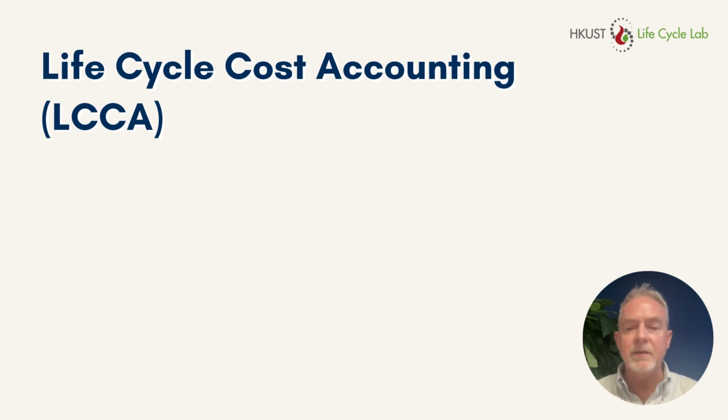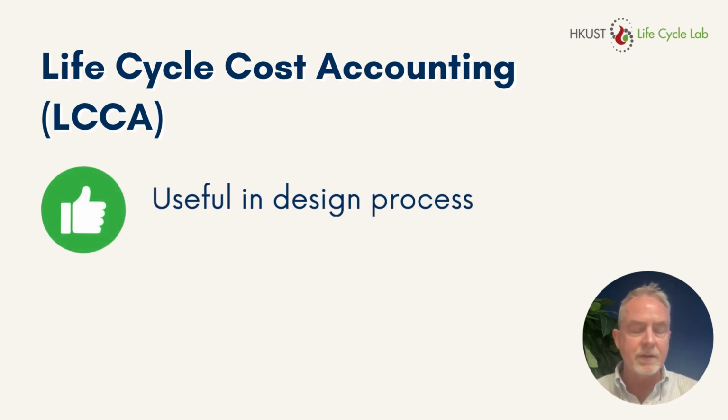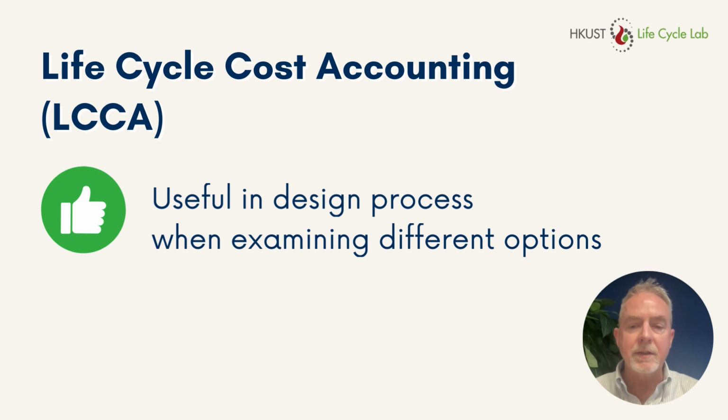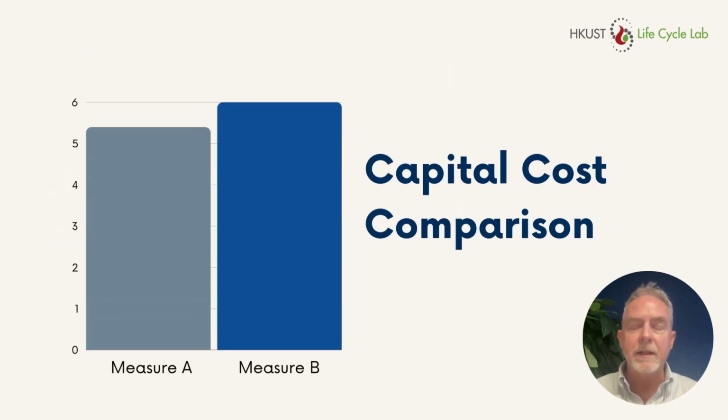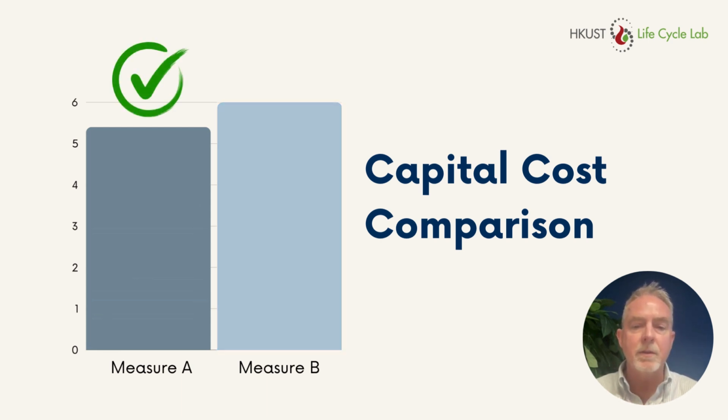So LCCA is especially useful in the design process, and especially when we're examining different options. Here's a very simple example. Let's say we have measure A and measure B. Let's say these are single pane windows versus double pane windows. And of course, measure B is going to be more expensive. If we're just simply trying to fit this within the capital budget, then of course, measure A is clearly the winner. The other one is 10% more expensive. That's more money that we would have to pay.